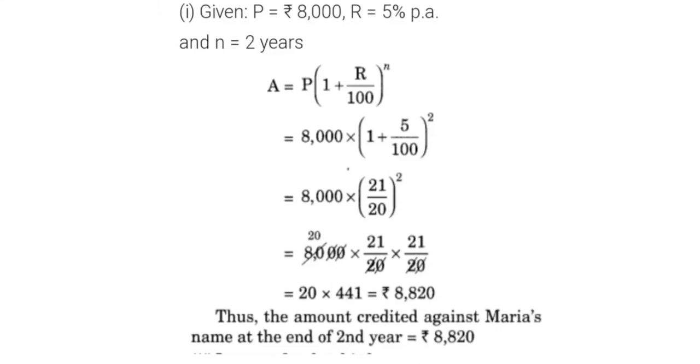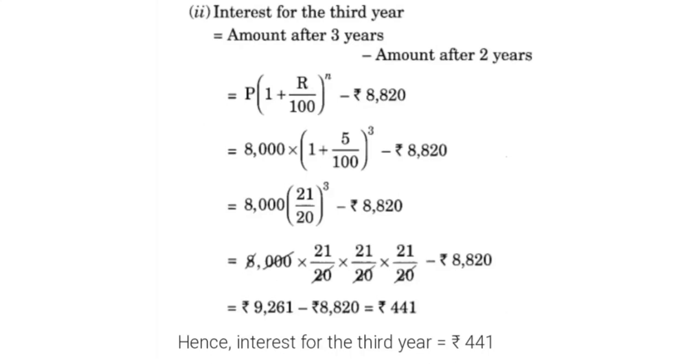So the formula of amount is P in bracket 1 plus R upon 100 and the power is N. Now put the values. So 8,000 in bracket 1 plus 5 upon 100 and the power is 2. So 5 and 100 we can cancel. It will come 1 upon 20. Now let's simplify. So 8,000 into 21 upon 20 square. So after simplification answer will come 8,820. So the amount credited against Maria's name at the end of second year, that is 8,820 rupees.